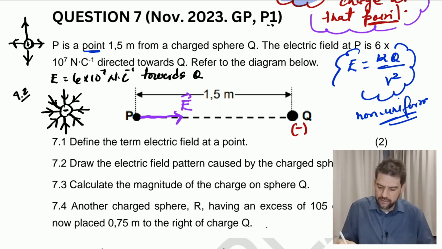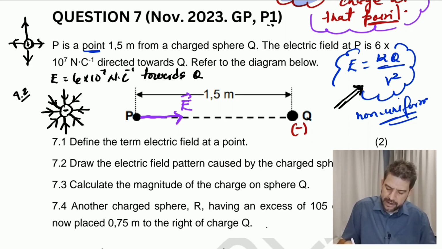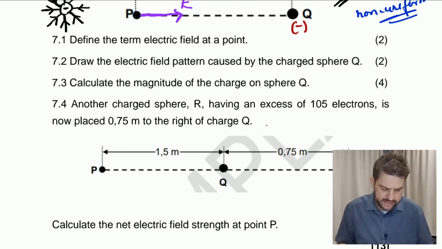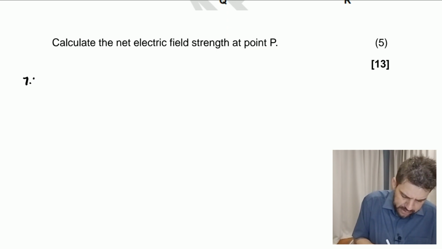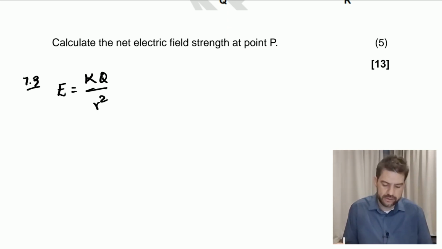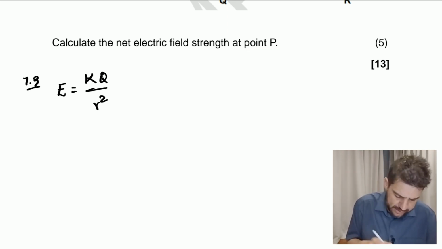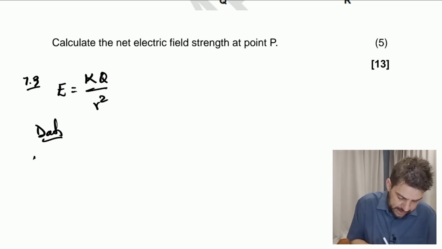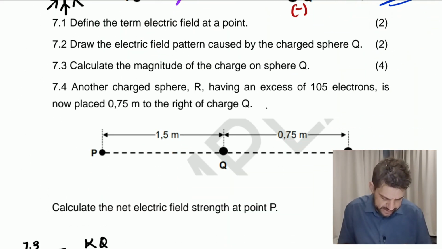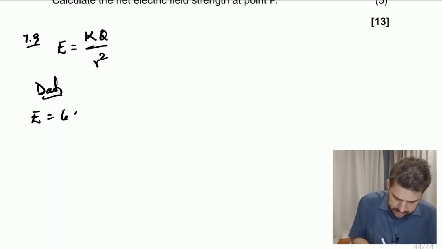Guys, we're going to use the formula that we have here for a non-uniform electric field. We can do it on this point here. This one is question 7.3. It's quite simple. The electric field at that point is equal to K multiplied by Q divided by the distance squared. All right, so we have the data, we can write it real fast here. I like to write the data. So we have the electric field, it is 6 times 10 to the 7 newton per coulomb.